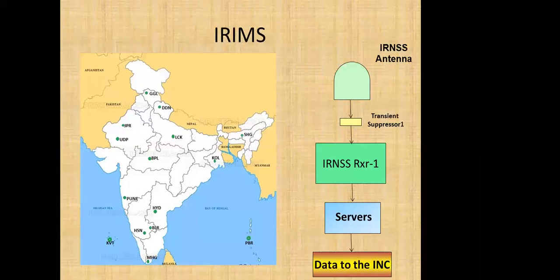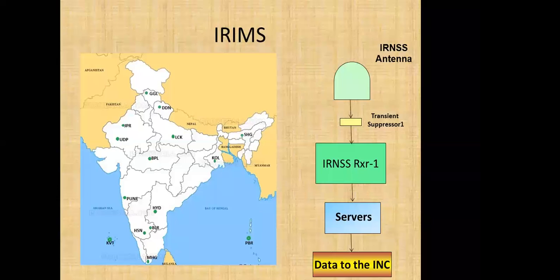So this is showing the geographical location of IRIMS stations. Currently we have 14 IRIMS stations in India and one at Mauritius. These IRIMS stations have an IRNSS antenna, which is a dual frequency antenna, and this antenna has a very good noise figure, very good gain, which cannot be achieved in a user antenna.